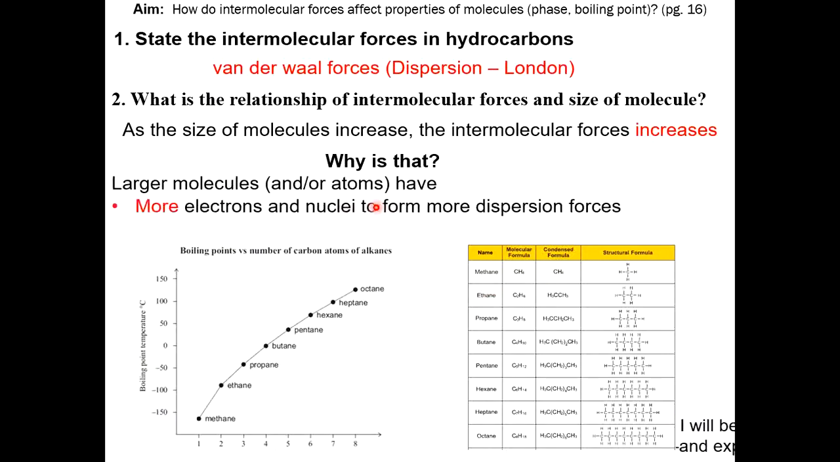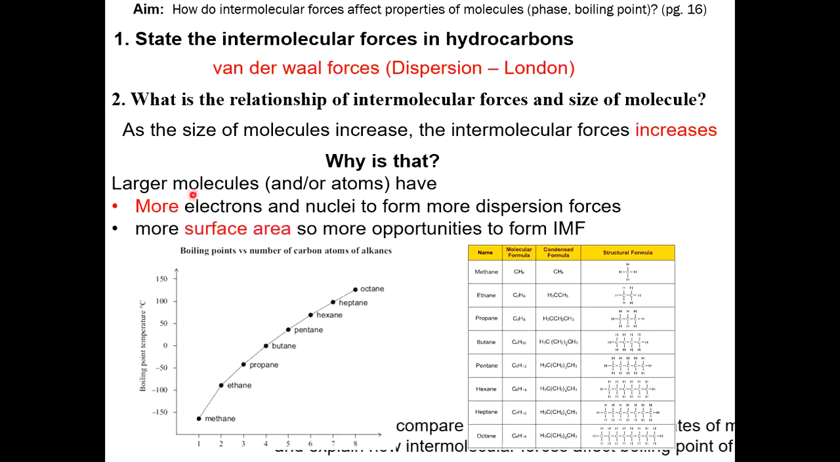Larger molecules have more electrons and nuclei to form more dispersion forces. Larger atoms have bigger electron clouds to form more dispersion forces. In addition, the larger the atom or molecule, the more surface area there is, so there's more opportunities to form those intermolecular forces.